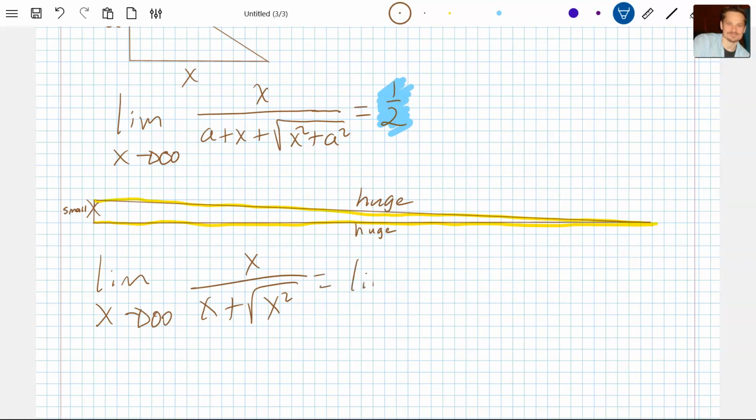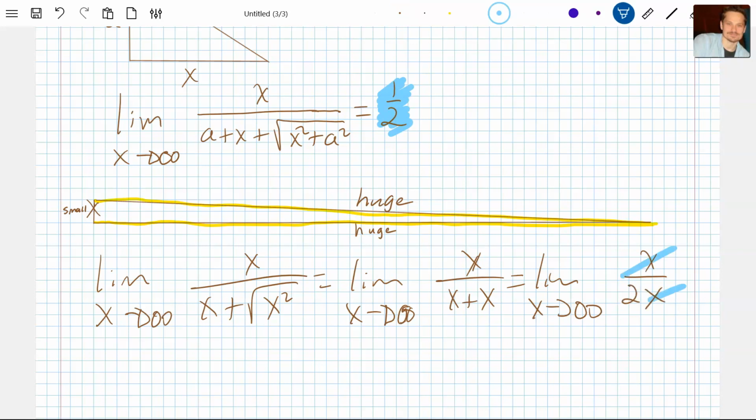Then it's going to give me the limit as x approaches infinity, and then the square root of x squared is just x, so this becomes x over x plus x, which then in the limit basically you get the limit as x approaches infinity of x over 2x, and as you can imagine, this cancels with that, and as I said, this is equal to 1/2. We have 1 over 2.